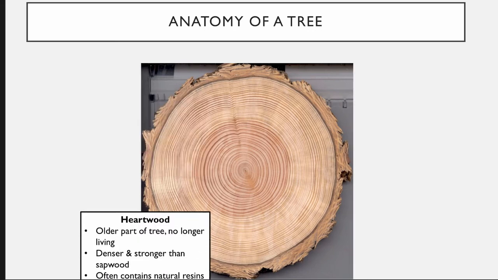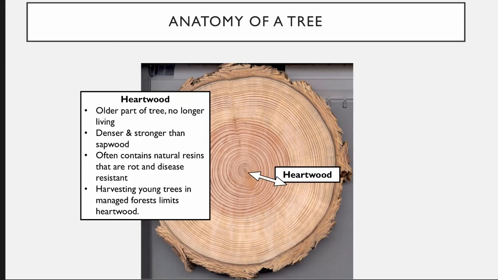The reason that that could be an issue is that inner, darker layer is called your heartwood. This is the oldest part of your tree, and it's the strongest and densest. It's no longer living and is annually getting compressed smaller and smaller as the tree continues to grow. So that strength is lost when you're cutting down a small tree, and these managed forests that harvest young trees end up having very limited heartwood in the lumber.